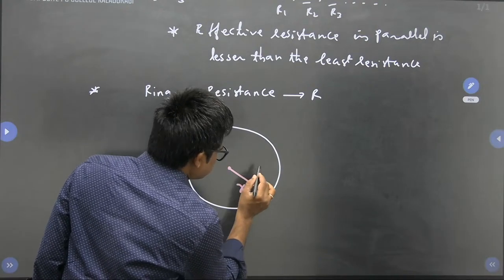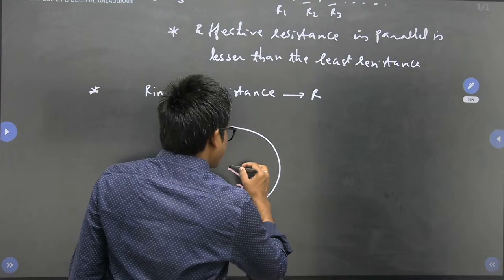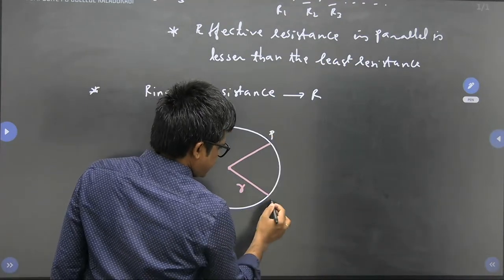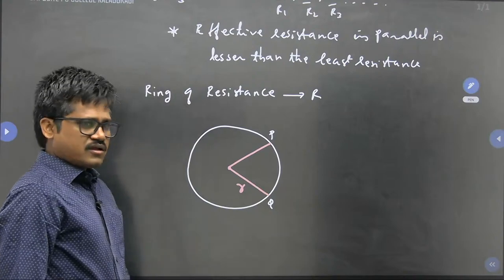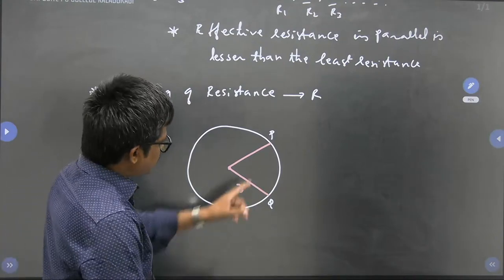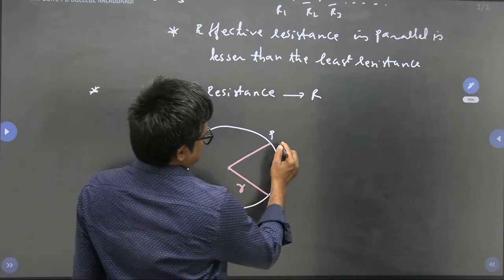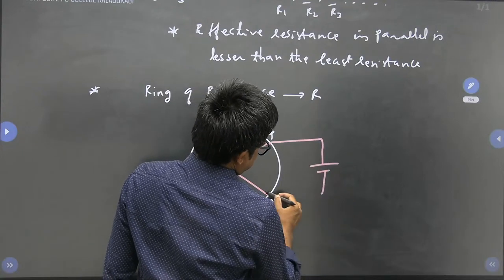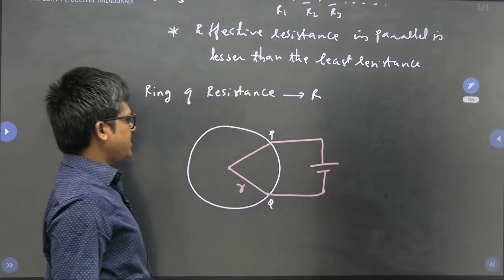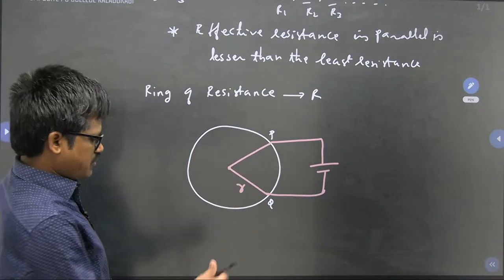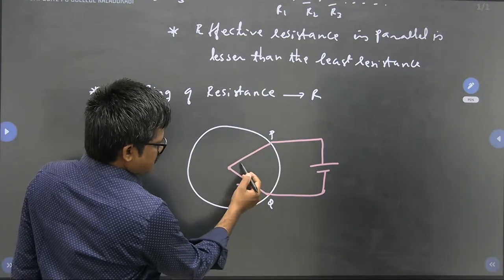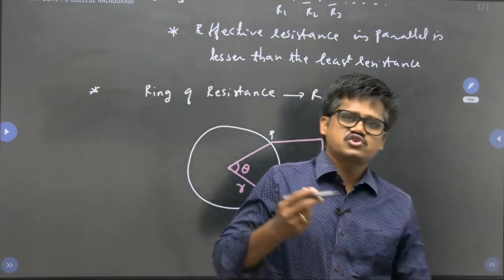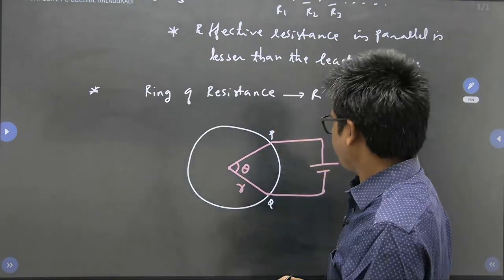Let this be smaller. And we have two points on the ring. Let the point P be here and point Q here. My voltage supply I'll connect to P and Q. What will be the effective resistance? Suppose P and Q subtend an angle theta. Our answer should be in terms of theta and R.